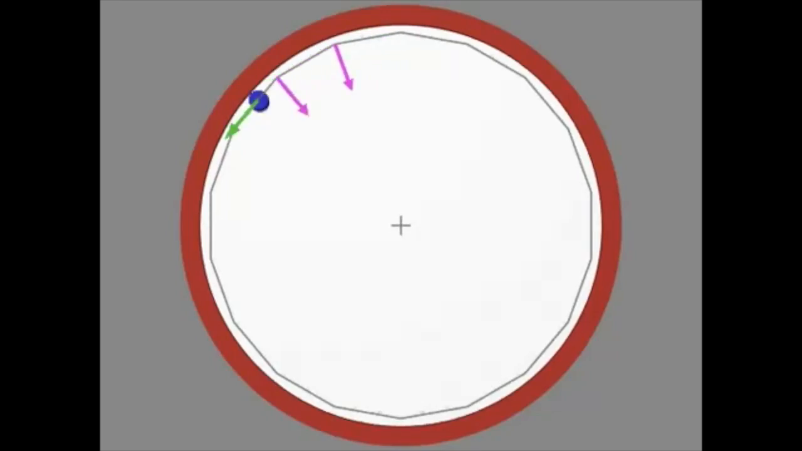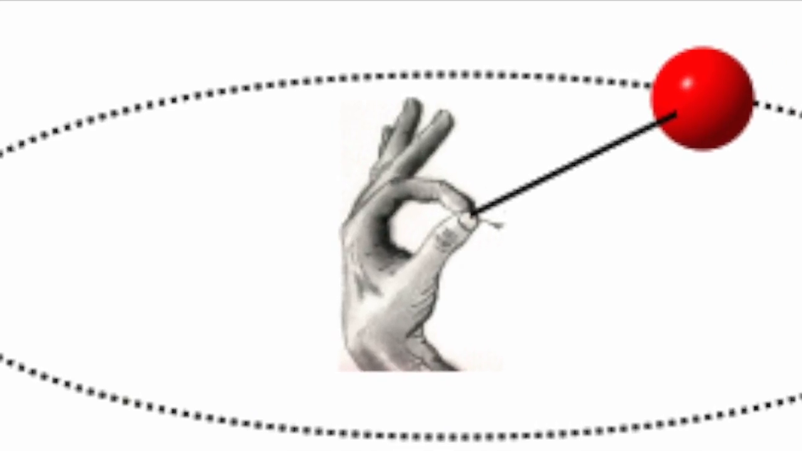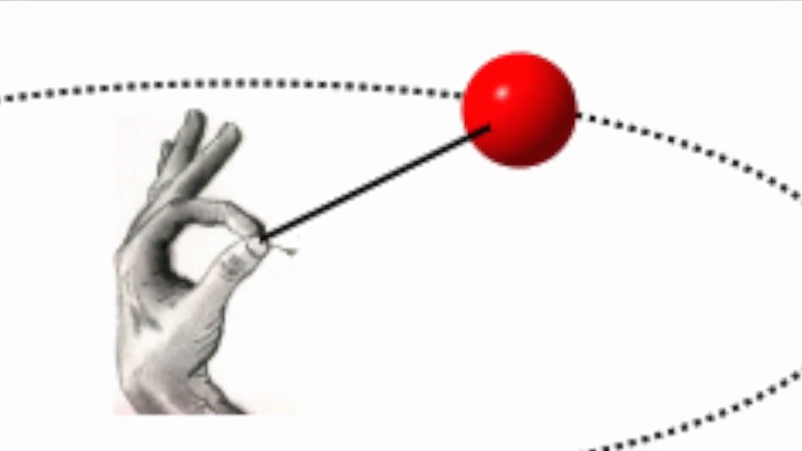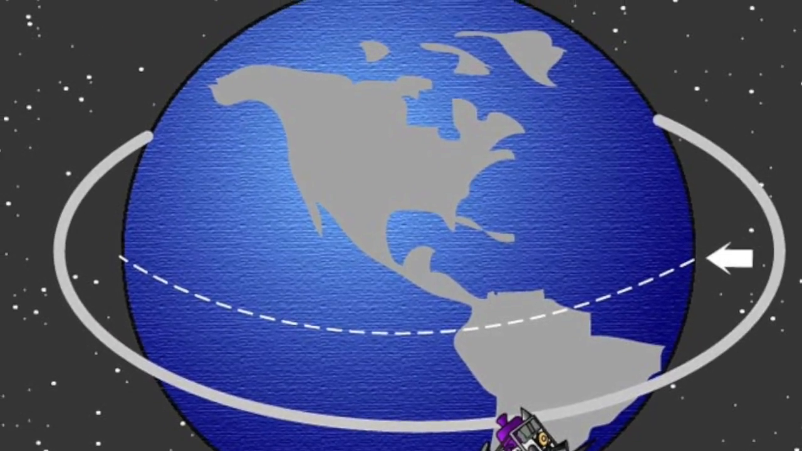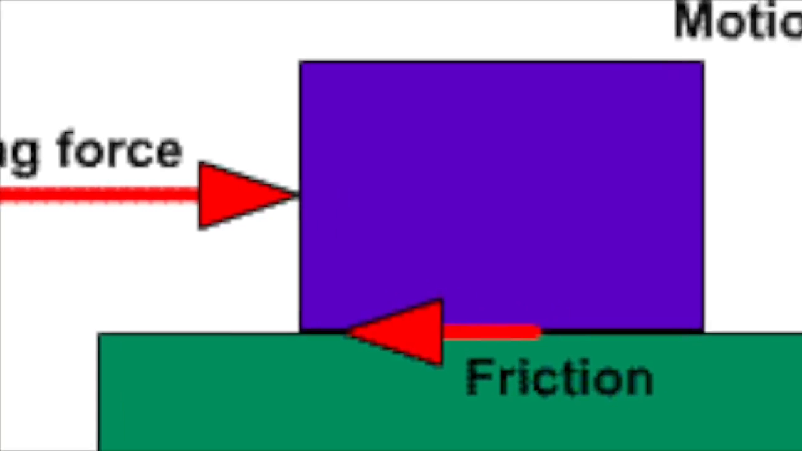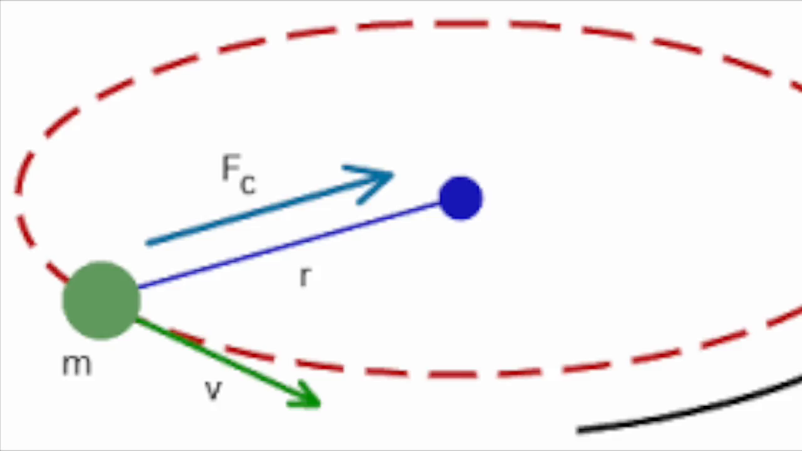In order for there to be centripetal acceleration, there must be a force acting on the object. For a ball on a string, the force is tension. For a car on a track, it's friction. And for a satellite in orbit, it's gravity. The term centripetal force is not a new force of nature, like friction or gravity. It simply implies that the force on the object is acting towards the center of circular motion.